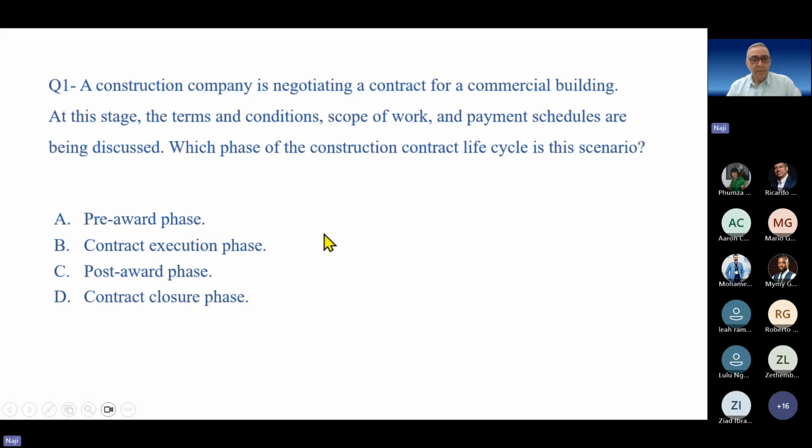A construction company is negotiating a contract for a commercial building. At this stage, terms and conditions, scope of work, and payment schedule are being discussed. Which phase of the construction contract life cycle is this scenario?